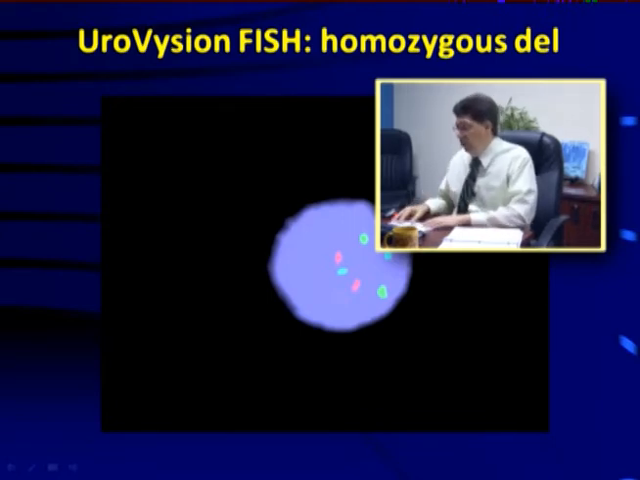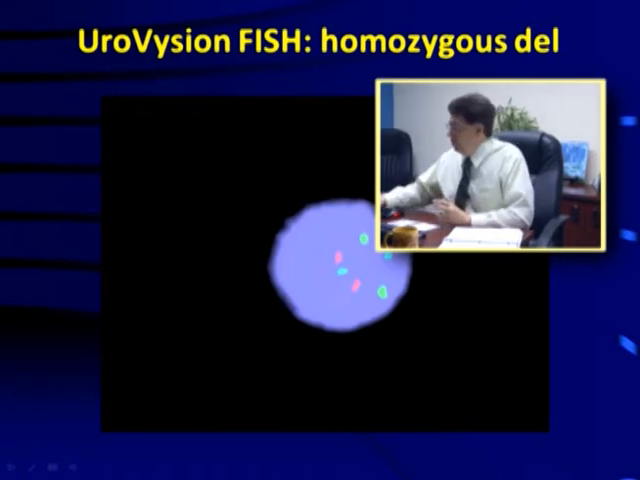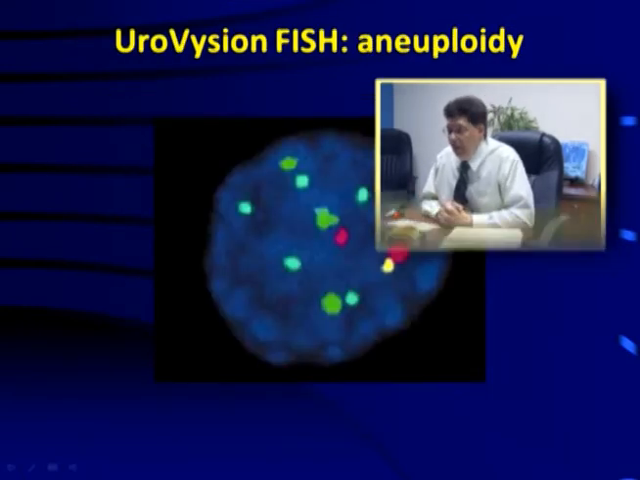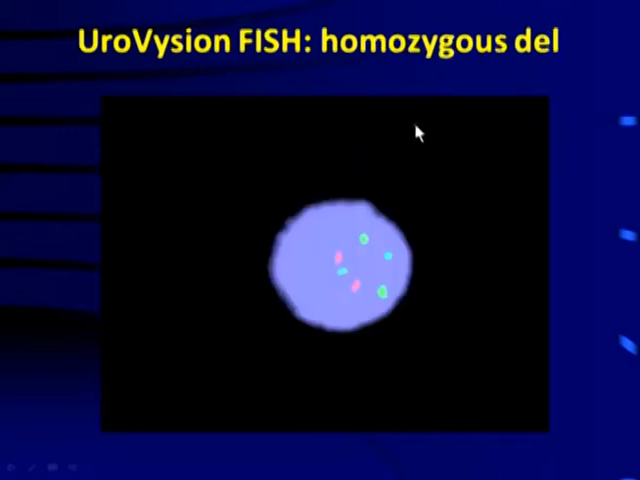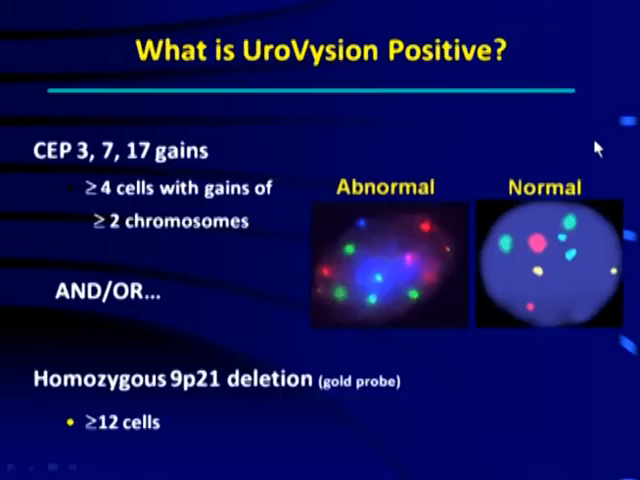Now, what percent do we see these? 99% of the abnormalities are going to look like this. So 99% of your abnormals are going to be aneuploid, and only 1% of your abnormals are going to be double homozygous deletion. Again, they're both relatively straightforward and easy.